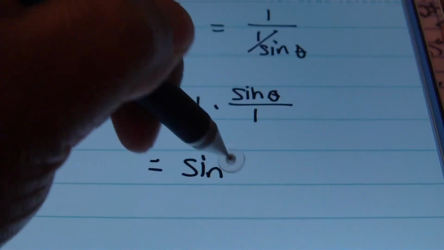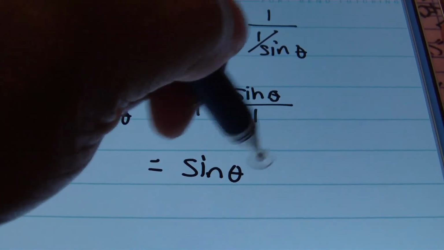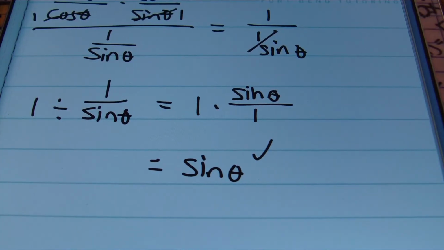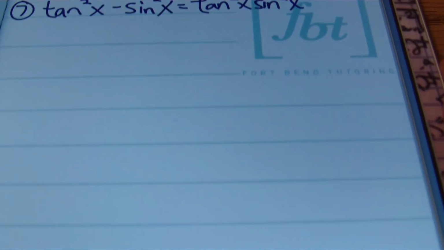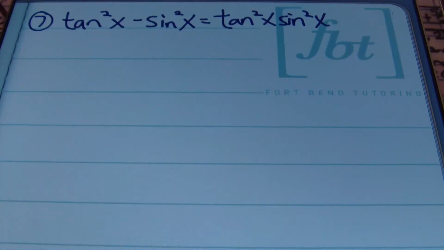We're done. That's it. We just verified this problem. Left side now equals the right side. Done. That was problem number 6. Hope you enjoyed that. Let's move on to our next problem. We have problem number 7 in play.